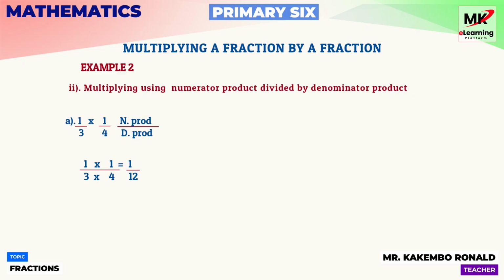That's the answer. Easy. Look at part B of the second example. A half times a quarter: 1 times 1, then 2 times 4. The same thing, 1 out of 8. Finished.